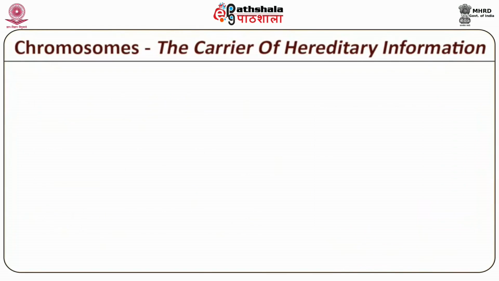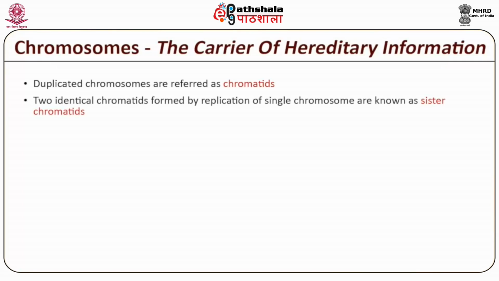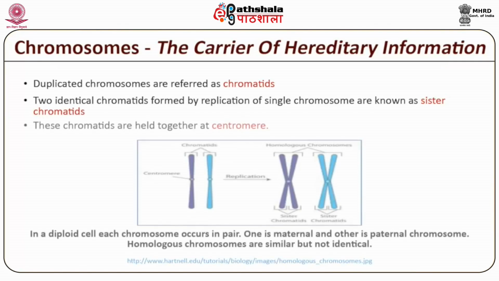A few terms should be clear to you before discussing the cell cycle. You can see in the given figure of chromosomes that it is showing chromatids, sister chromatids, and the centromere. Chromatids are the duplicated chromosomes formed after the DNA copy. When a single chromosome replicates and forms two identical chromatids, they are termed sister chromatids. These sister chromatids are held at the centromere. Very clearly, you can see these structures in the given figure also.